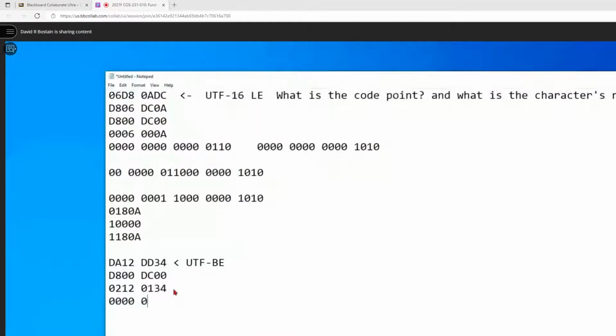Robert, what should it be? I have 0, 0, 0, 0, 0, 0, 1, 0, 0, 0, 0, 1, 0, 0, 1, 0, and 0, 0, 0, 0, 0, 0, 0, 1, 0, 0, 1, 1, and 0, 1, 0, 0. Okay, that sounds right.